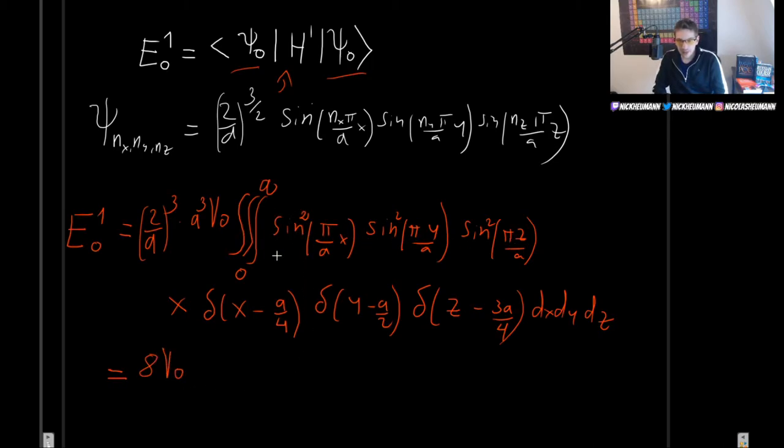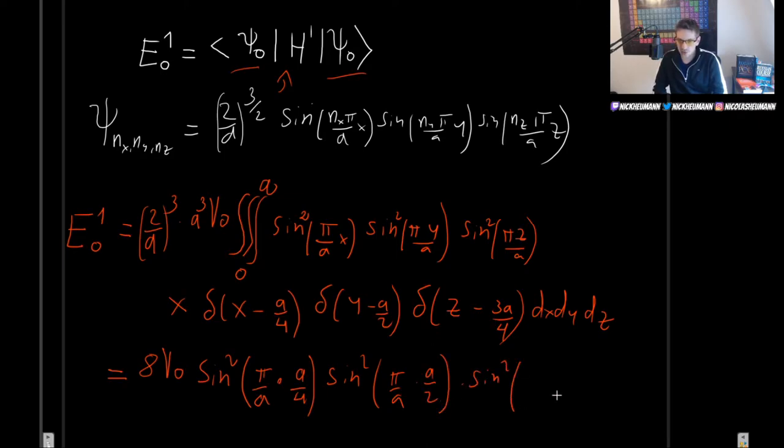So this first part is now sine squared of pi over a, and x is now the only value of x where it isn't zero, so that is a over 4. So a over 4. And then we have times sine squared of pi over a, and the only value where y is not zero is a over 2. Times sine squared of, now comes this part right here, pi over a once again, times the only place where z is not zero, which is 3a over 4.